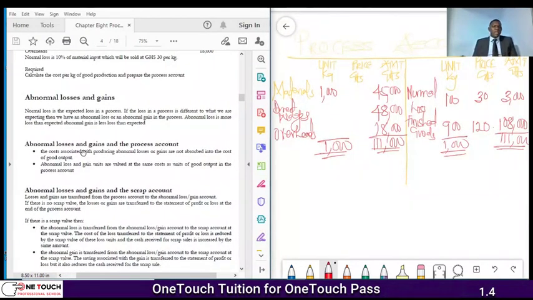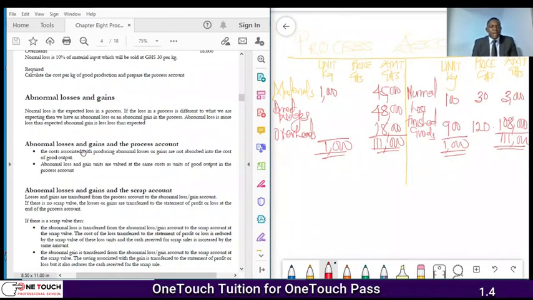Good. Now, normal loss is expected loss in a process. If the loss in the process is different from the expectation, what do we do? Then we have an abnormal loss or an abnormal gain in the process. Abnormal loss is more loss than expected, and abnormal gain is less loss than expected. So there's a gain when there's less loss than what's expected. Good.